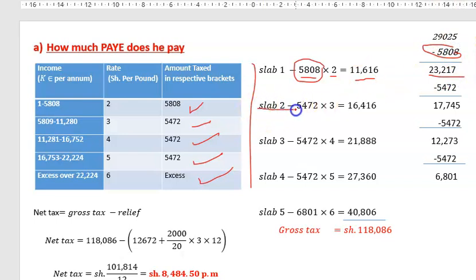Then I move on to slab 2, which I'm going to tax a maximum of 5,472. So 5,472 times 3 shillings, which gives me 16,416. Once I've taxed this, then I'll subtract it from this to see what is remaining to be taxed. I'm getting 17,745.